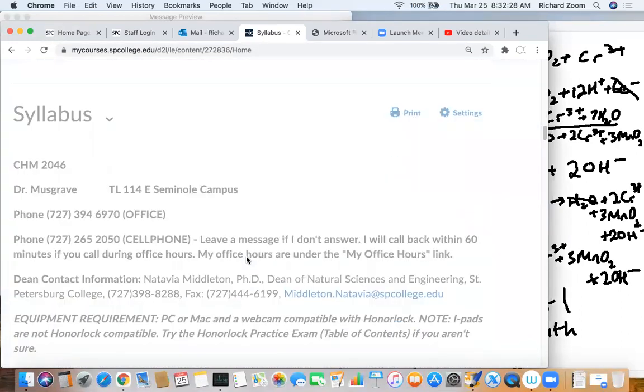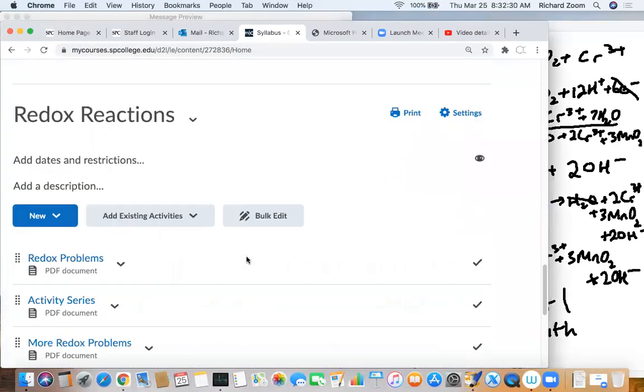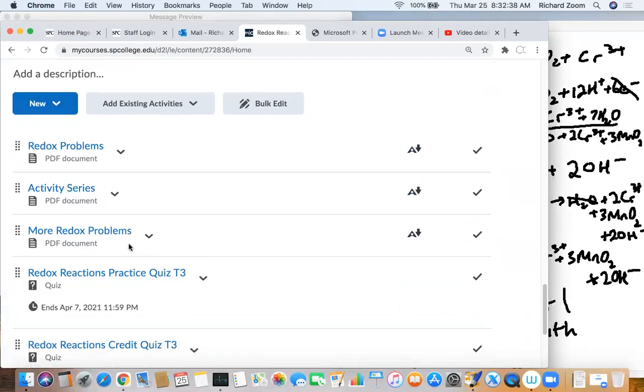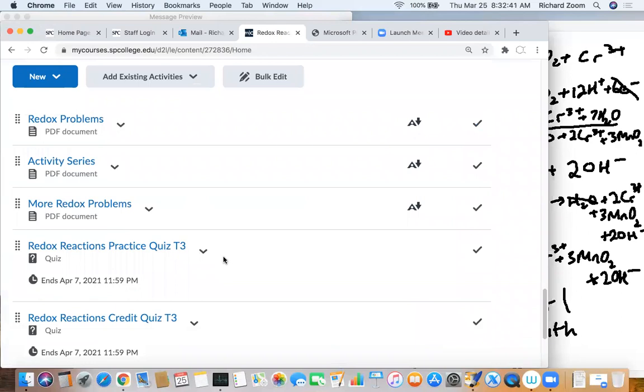I want to show you some of the resources I have here. Here we go. I've got these worksheets. Those are kind of cool. There's a lot of them there that have a lot of different problems, and those have answers as well. So that's something you can look at. I've also got these fun quizzes here as well.